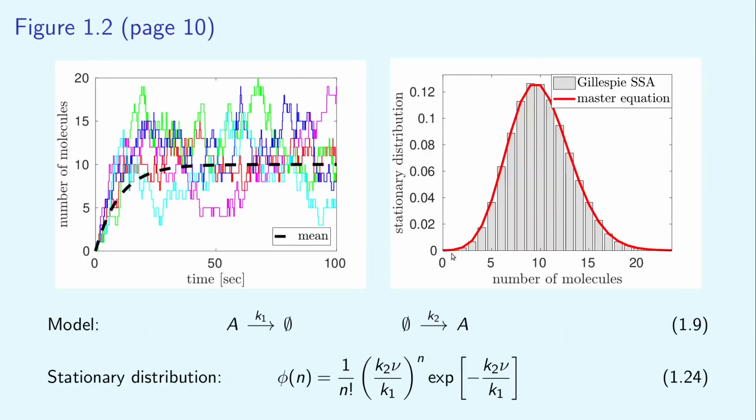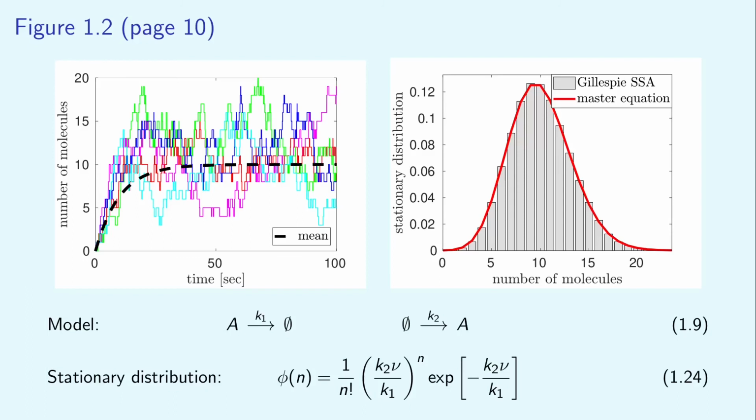The derived Poisson distribution is plotted in figure 1.2 on page 10. It is this red line. Since we know that this is an exact result, this analytical formula, this red line, is a very good benchmark for the computer code I ask you to write in lecture 2.